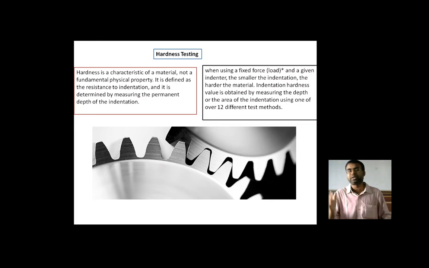So indentation hardness value is obtained by measuring the depth or the area of the indentation using one of over 12 different test methods. There are various kinds of hardness tests according to the thickness of the material and according to the requirement of the material.